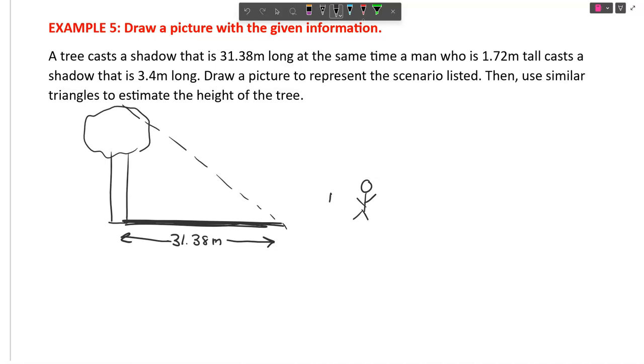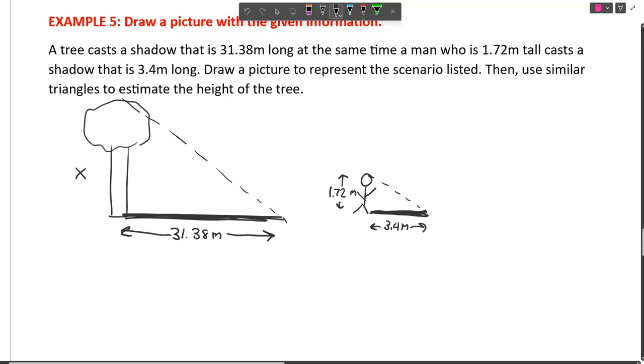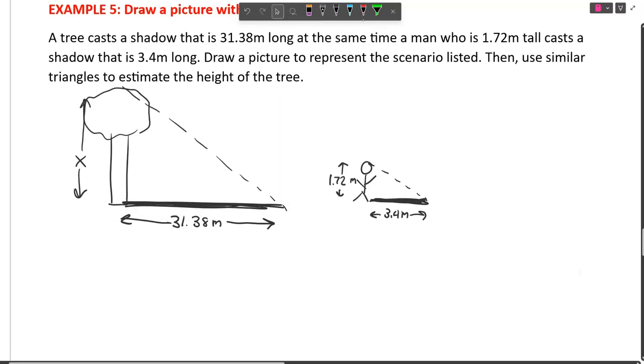Our person, who has a height of 1.72 meters, okay, there they are listed there. We have their shadow as well, and their shadow is 3.4 meters long. Once again, we'll connect that imaginary dot there to make our triangle. We want to find the height of the tree. So from here now, we're going to set up our proportion.